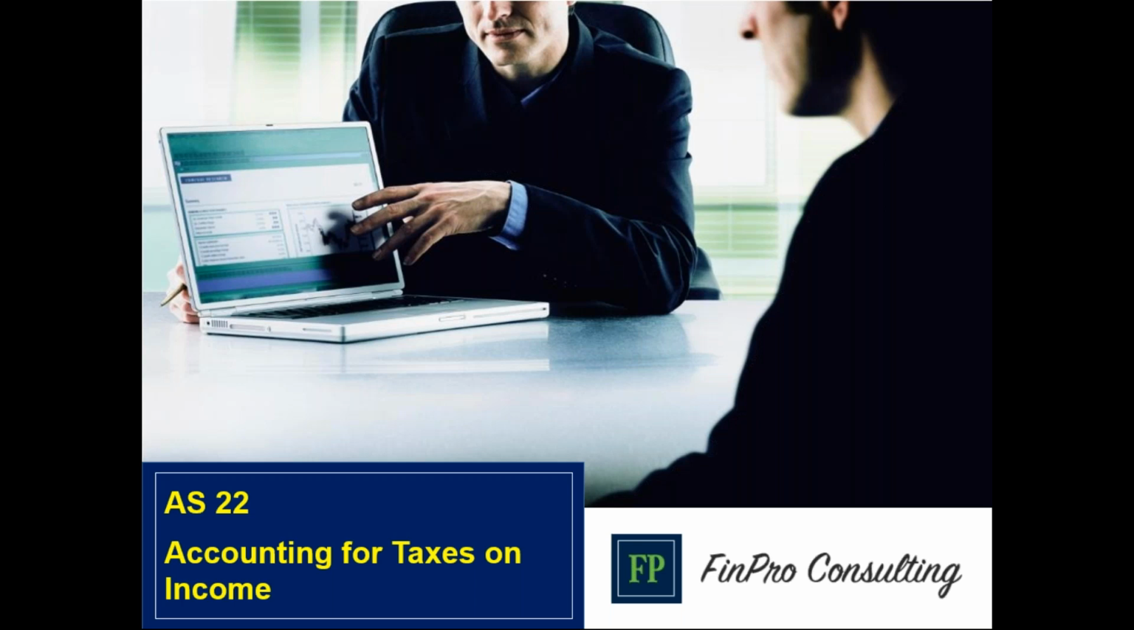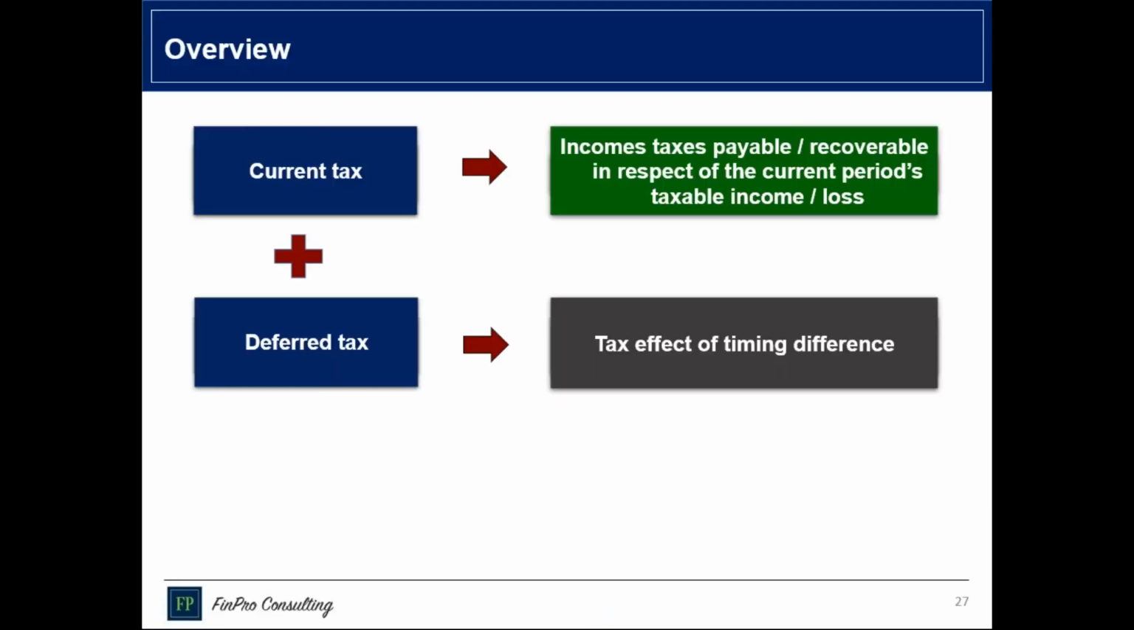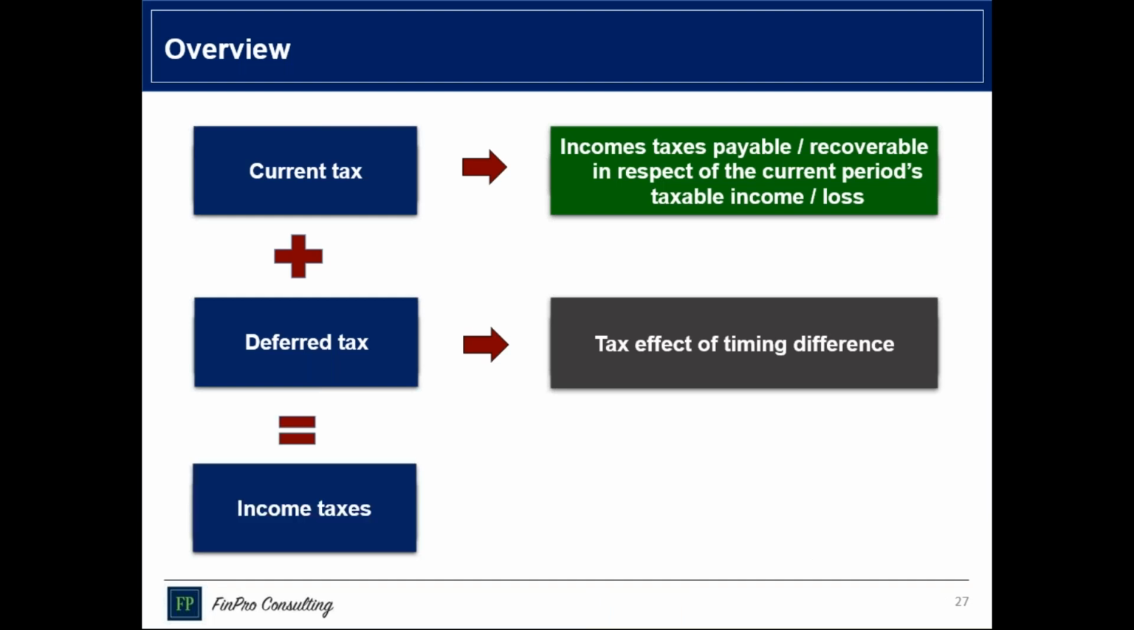So today we will understand the intricacies and various case studies with respect to how you compute the deferred tax as per AS 22. AS 22 covers both the current tax as well as deferred tax. As we know, the current tax is very easy to understand. These are the taxes which are payable or recoverable in respect of the current year's profit or loss. And deferred tax is caused because of the timing difference.